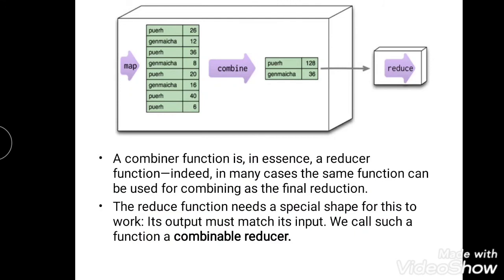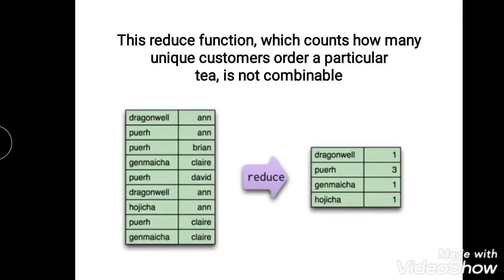As I told you, the combiner function is a reducer function which combines as the final reduction. It is a final reduction stage. The reduction function needs a simple special shape. So it is a combinable reduce. You can see the entire thing is reduced into a single value or a single key. Okay, but let us see how this goes further. It is the reduce function which counts how many unique customers order a particular tea. It is not combinable. Even so, you can filter the things in a way that we need to compute it, right? So that is map reduce.